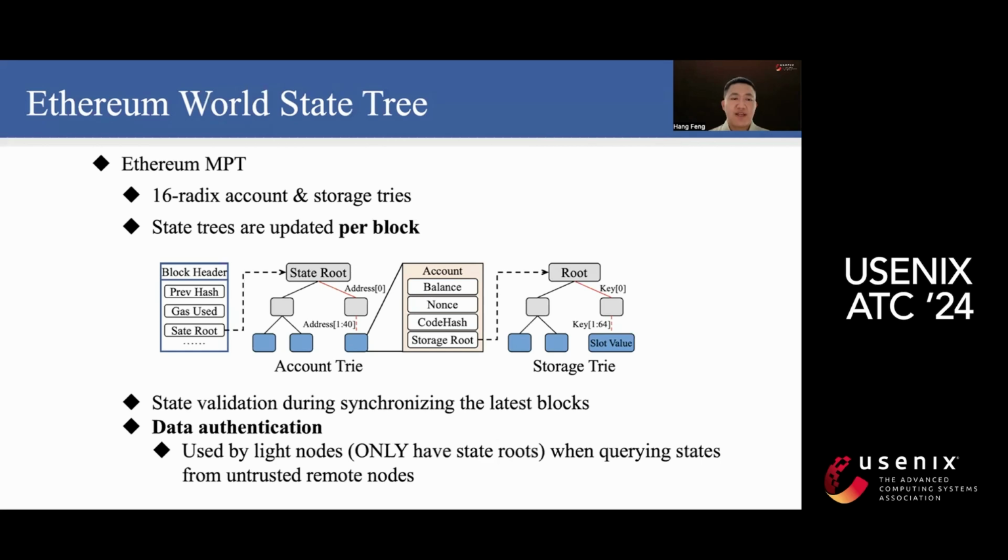Merkle Patricia Trie is used for state validation and data authentication in Ethereum. For state validation, the Ethereum node computes the state root and compares it with that received from the remote miners to validate the synchronization process. Data authentication is used by light nodes, which only have state roots, to query states along with Merkle proofs from untrusted remote nodes.